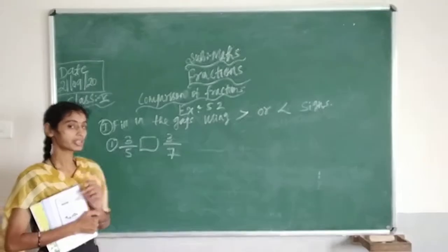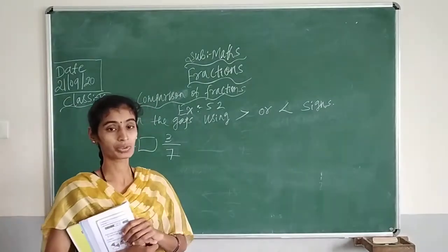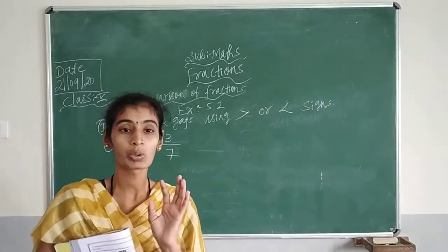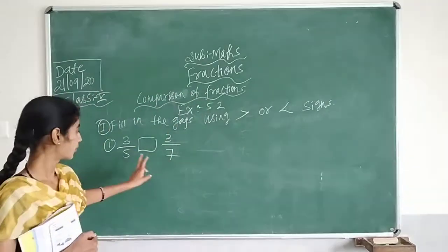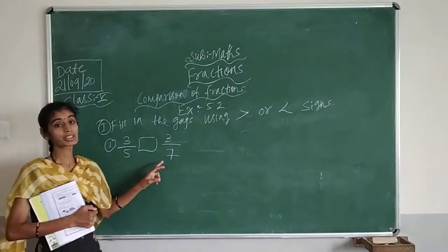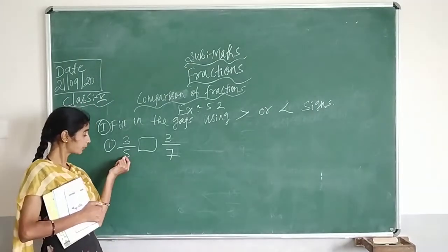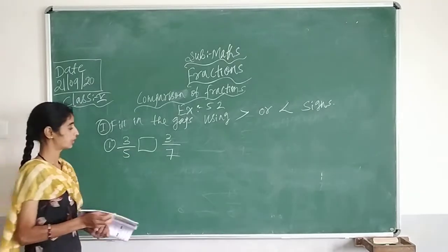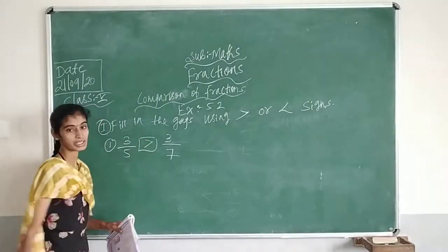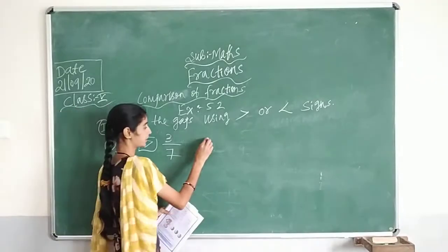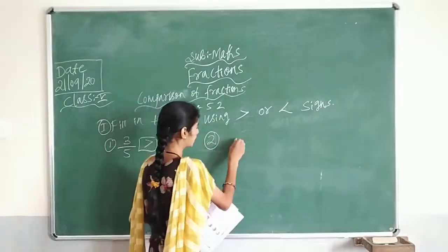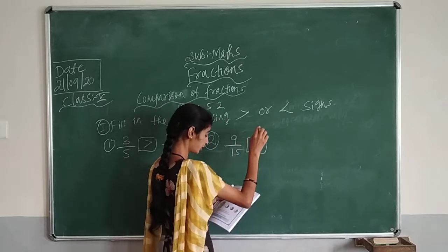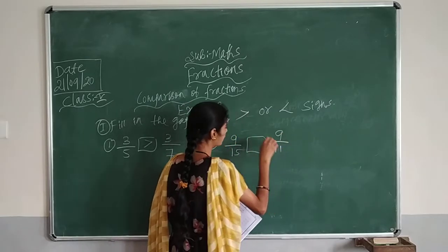So when the numerators are same, what condition I have told? Means how to choose the number? Yes, you have to choose the number, means denominator number smaller. So now here 5, here it is 7. So which is the smaller? 5. So make the open under that side. Okay. Then second example, 9 by 15, then 9 by 11.